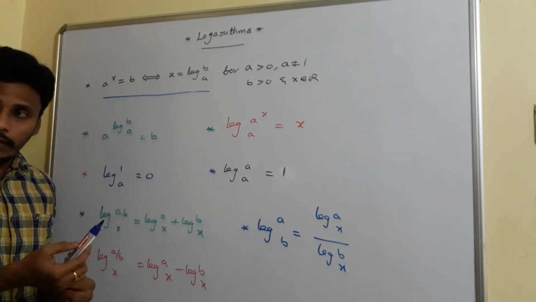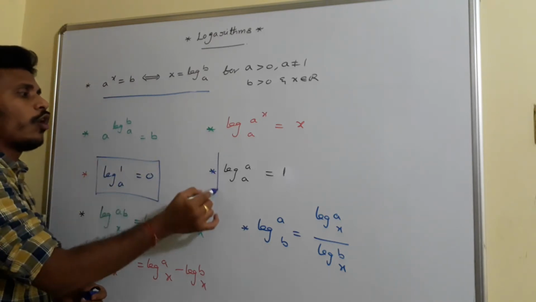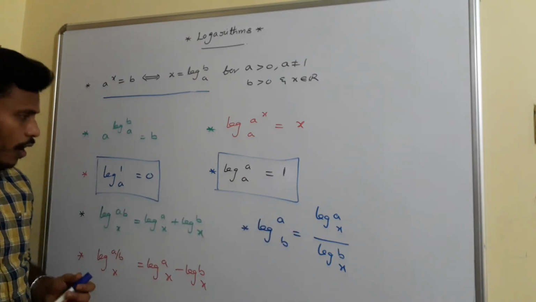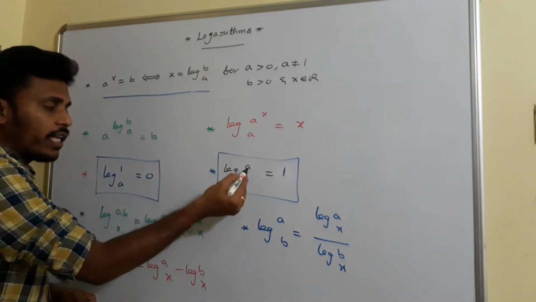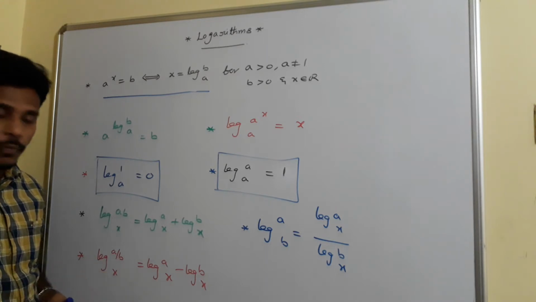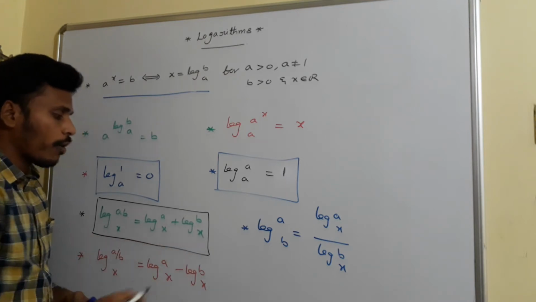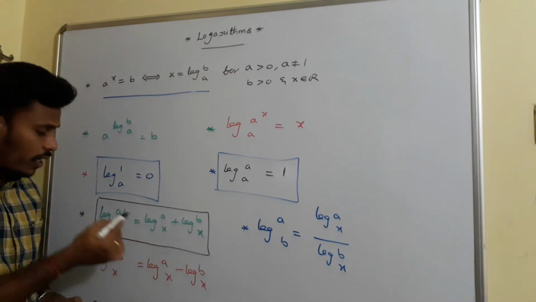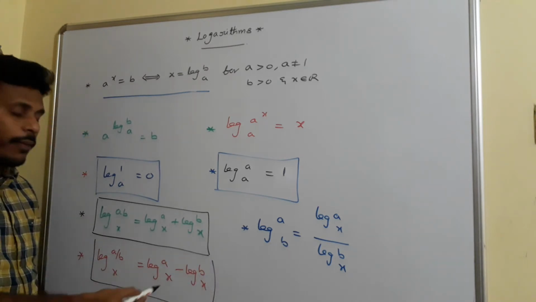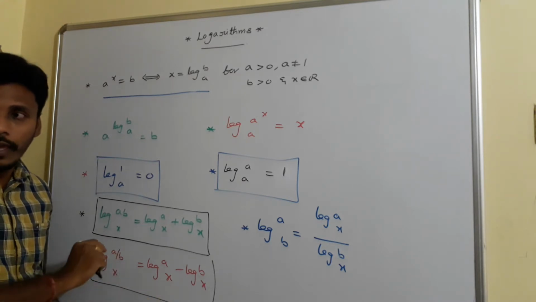With the basic things of exponents, we developed two main laws: log 1 to the base a is 0, and logarithm of a to the base a is equal to 1. The logarithm of any number to the same base is 1, as well as the logarithm of 1 to any base is 0. And log ab base x is equal to log a base x plus log b base x. The sum of logarithms is the logarithm of the product. Log a by b base x is equal to log a base x minus log b base x. The difference of logarithms is the logarithm of the division of a and b.